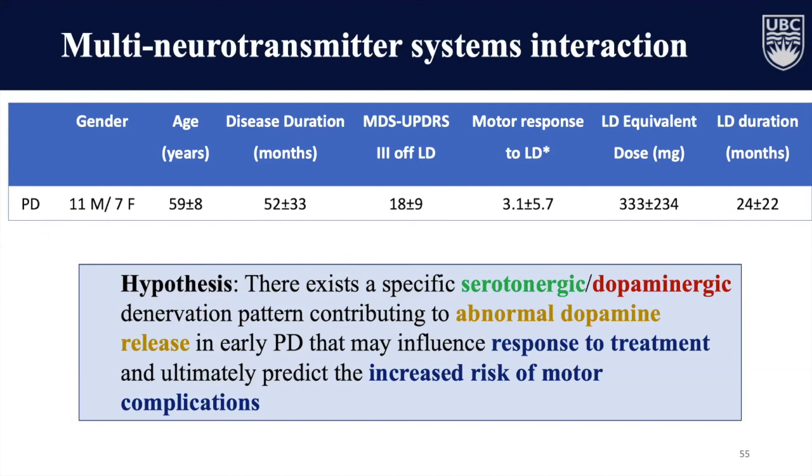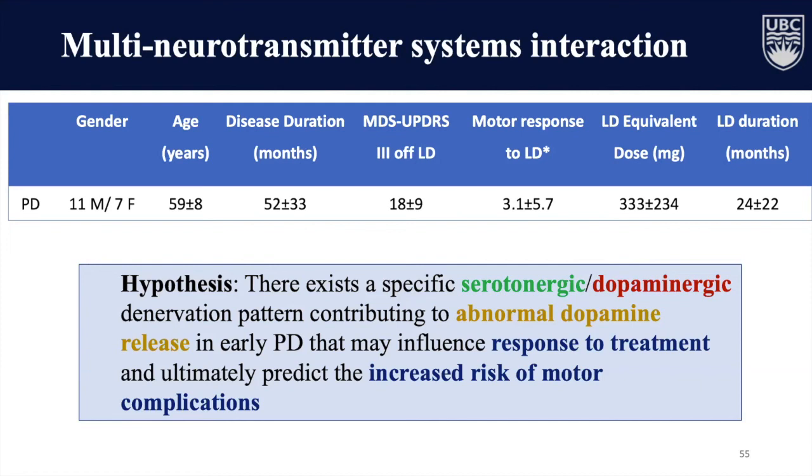Our hypothesis was that there exists a specific serotonergic and dopaminergic denervation pattern that contributes to this abnormal dopamine release in early PD, that may influence response to treatment and predict the increased risk of motor complications. All these 18 early Parkinson's patients, at the time of scan, had a stable response to levodopa, so there were no complications. The motor response to levodopa was measured as their motor symptoms off medication minus their motor symptoms on medication 2 hours after levodopa intake.